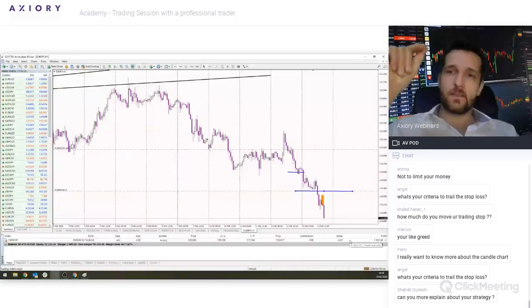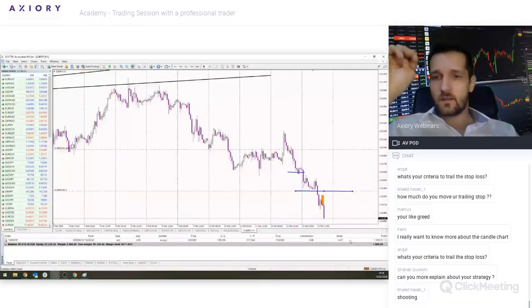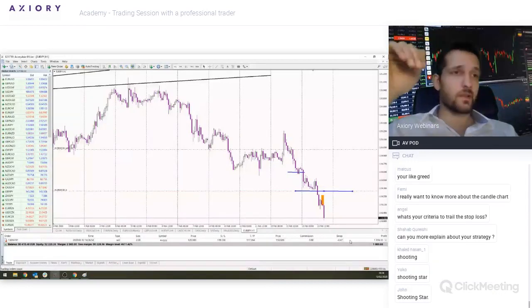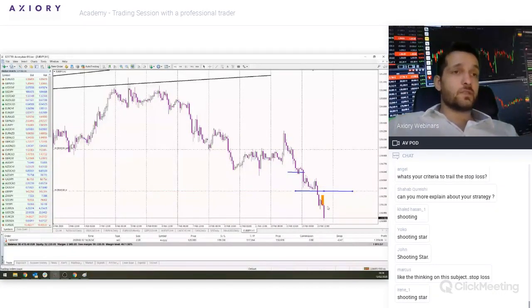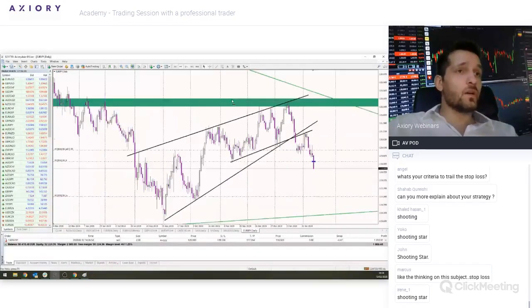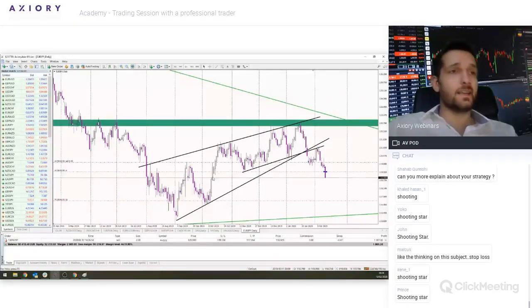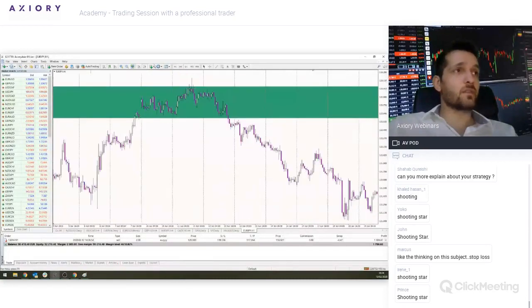Very fast answer, guys, because you know this. Shooting star, beautiful, thank you very much. This shooting star tells me that the price wanted to go up, buyers wanted to buy, but they failed and the price went lower. And we have what? New lows. We made new lows. We are on the lowest levels since 11th of October 2019. So a very, very strong downswing.